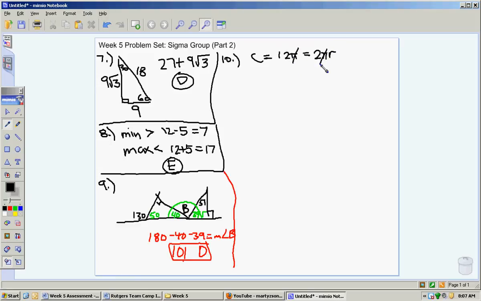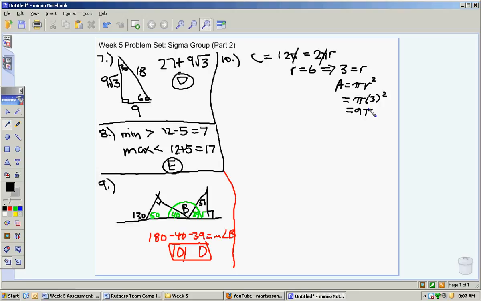But our circle has a radius half of that. So when we cut 6 in half, we get 3 as a radius. And we want the area of that circle. So we're going to do pi times r squared, which is pi times 3 squared, which is 9 pi. Answer choice C.